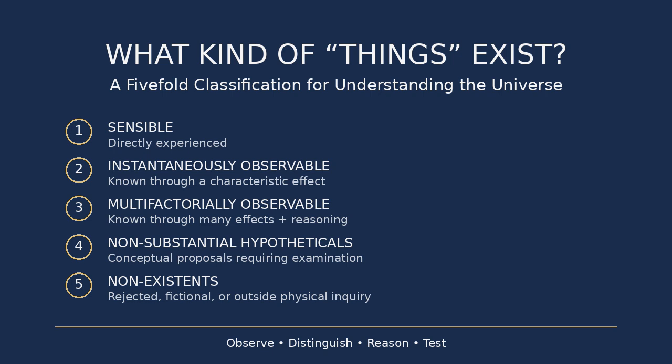This category therefore requires more than seeing. It requires reasoning across multiple effects. And this is precisely why such variables can be easy to misunderstand. The phenomenon is visible. The explanatory variable may not be. The variable is reached through a chain of observations and reasoning.